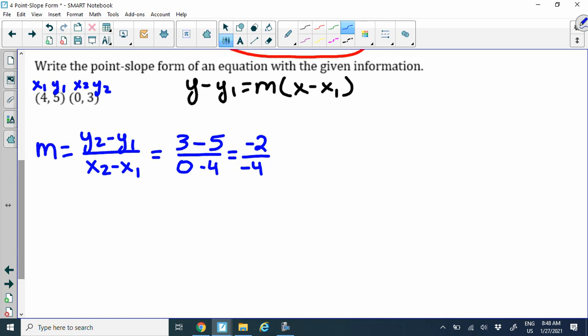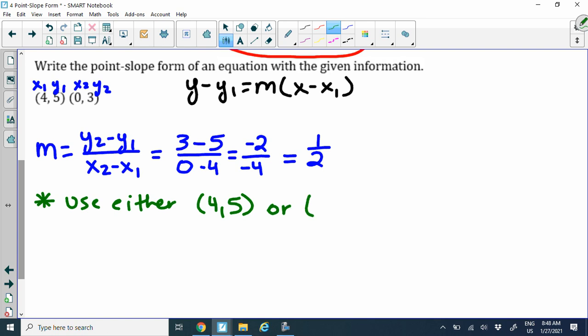Now notice we have 2 negatives. What happens when we divide 2 negatives? It makes it a positive. And we can simplify 2/4 into 1/2. So our slope here is 1/2. Now, just like the last one, when we put it in point slope form, you can use either (4, 5) or (0, 3) for a final answer.